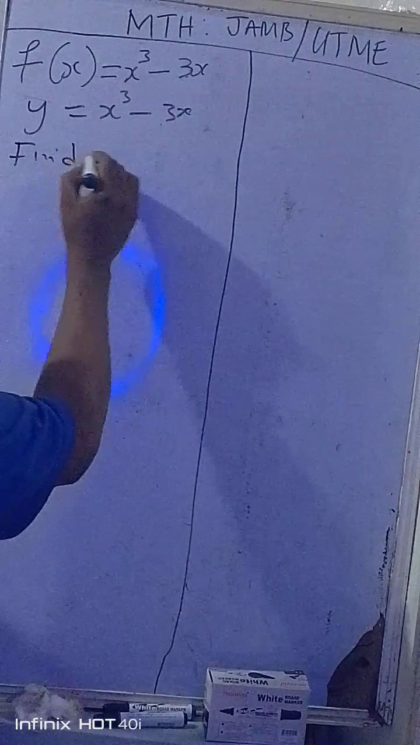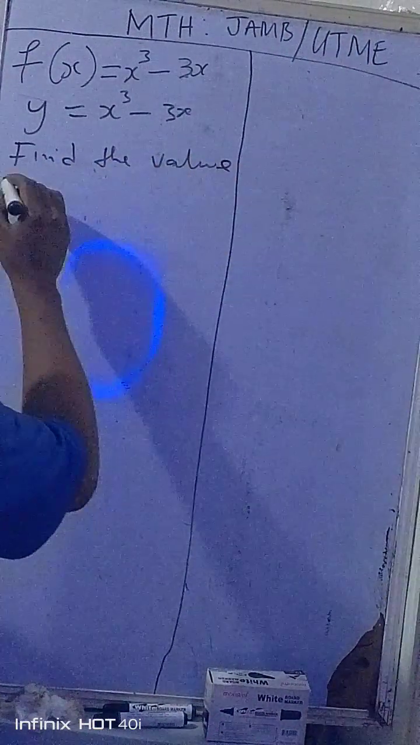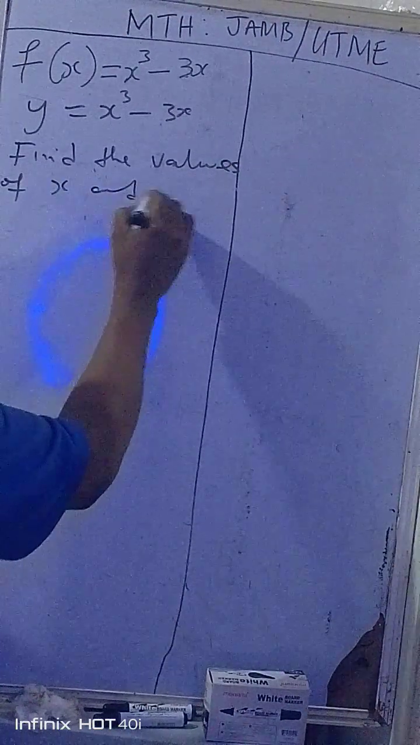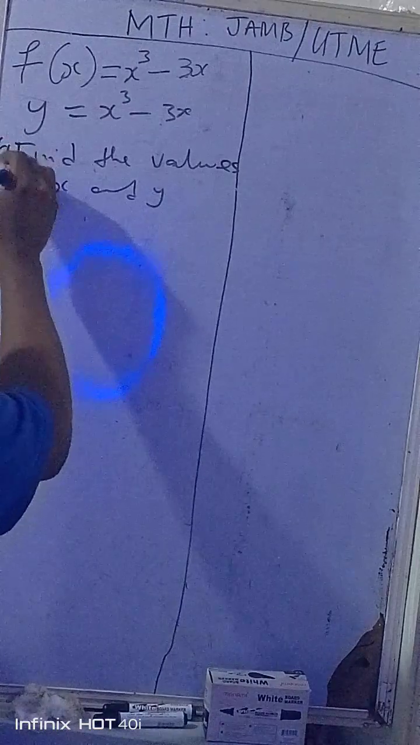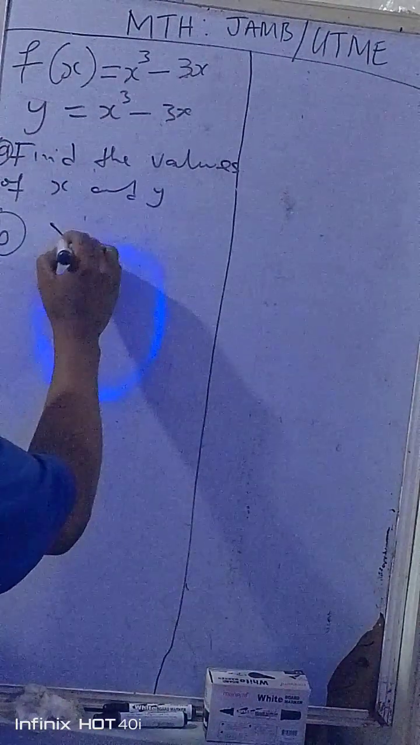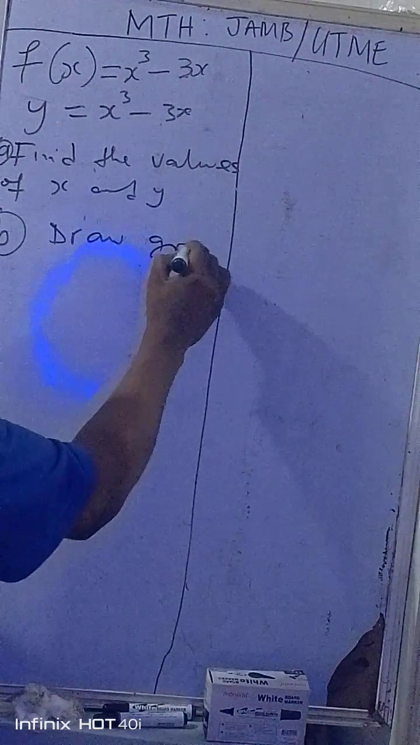Find the values of x and y. That's the A part. The B aspect of it says draw the graph.